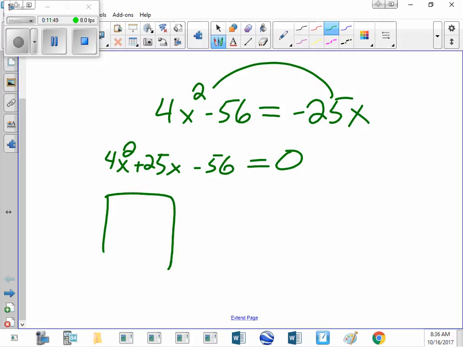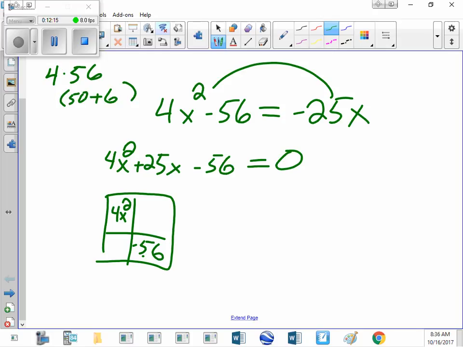Now I use the box. 4x squared minus 56. Multiply those together. And we can do this in our heads. What is 50 times 4? Well, 5 times 4 is 20. So 50 times 4 must be 200. So I want to know 4 times 56. But I'm going to split 56 into 50 plus 6. So 4 times 50 is 200. And 4 times 6 is 24. So it must be 224.